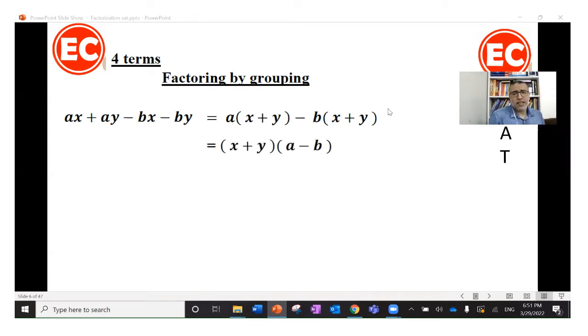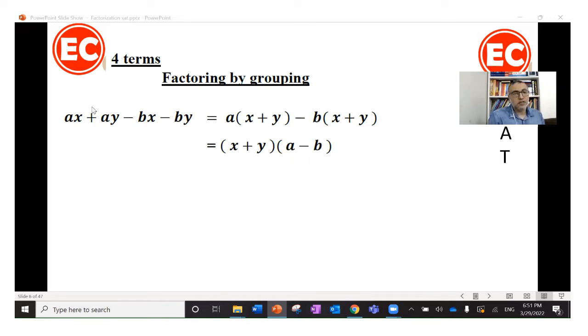Then I will take this bracket as the highest common factor, and the remainder of the first term is a, and the remainder of the second term is b. Again, by grouping, collect the first two terms together, and the second two terms together. Take the highest common factor of the first two terms, and of the second two terms. Then take the common bracket as the highest common factor. The remainder here is a, and the remainder here is b.